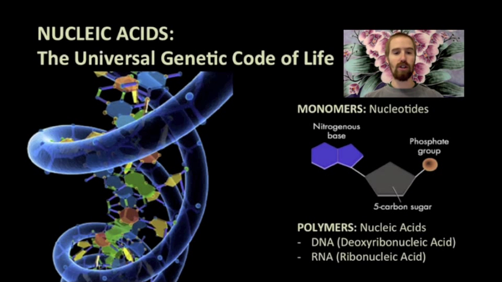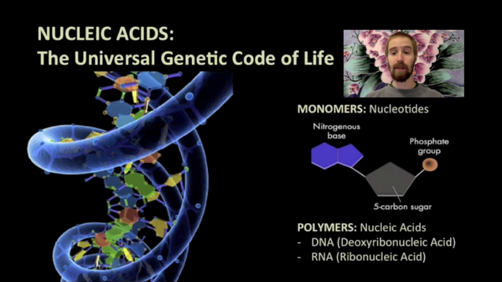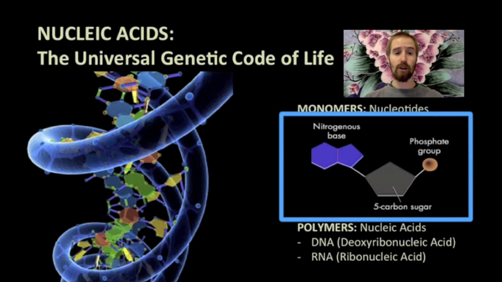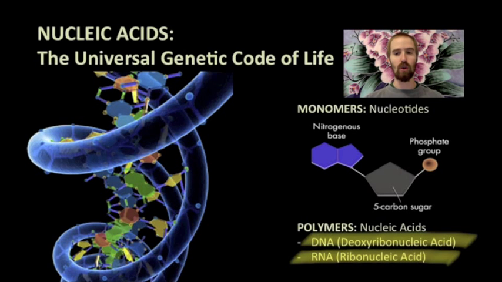Just like carbohydrates, nucleic acids are composed of numerous monomers linked together to form a complex polymer. The monomers of a nucleic acid are molecules called nucleotides, and all nucleotides are fundamentally similar. Every nucleotide is composed of a nitrogenous base, a 5-carbon sugar, and a phosphate group, arranged as shown in this picture. These nucleotides bind together with other nucleotides to form long chains, polymers that we call nucleic acids. There are 2 important kinds of nucleic acids, deoxyribonucleic acid, or DNA, and ribonucleic acid, or RNA.